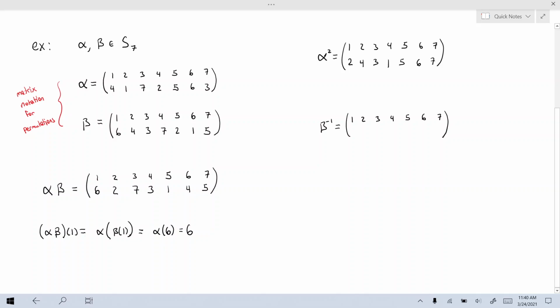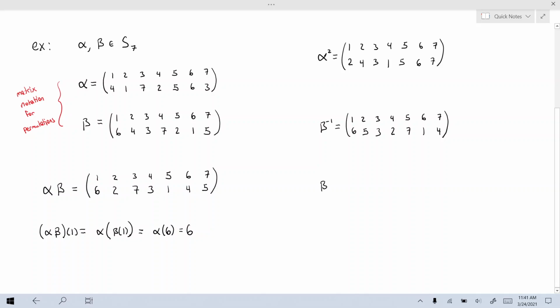So for instance, beta inverse would map 6 to 1. Beta inverse would map 4 to 2. It would map 3 to 3, 7 to 4, 2 to 5, 1 to 6, and 5 to 7. Okay, so that would be beta inverse.